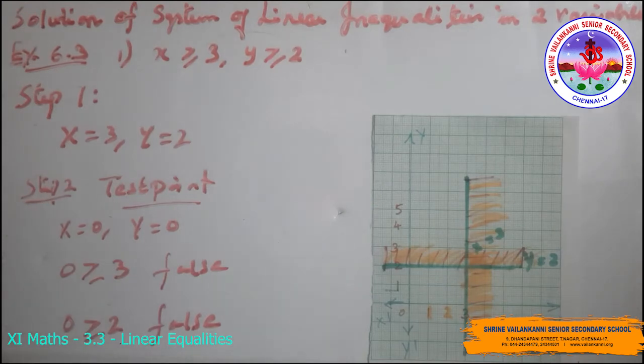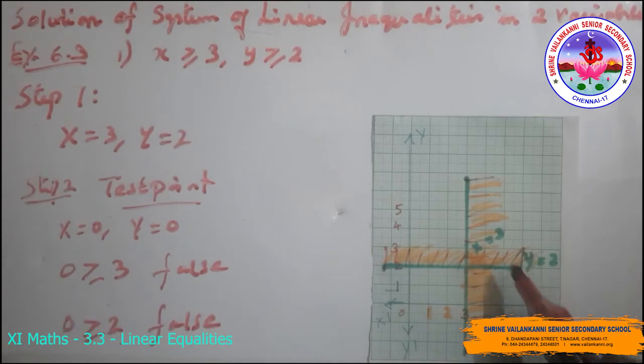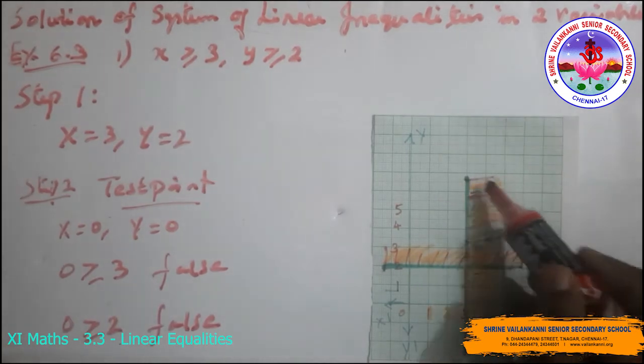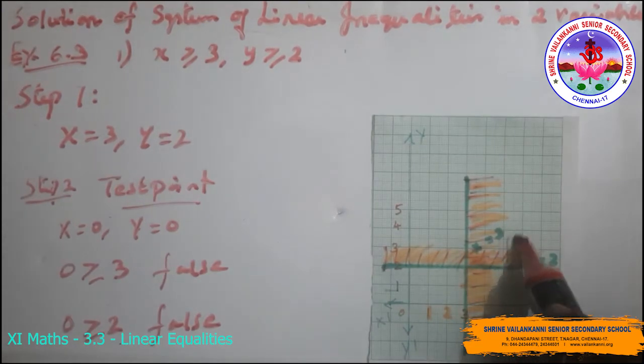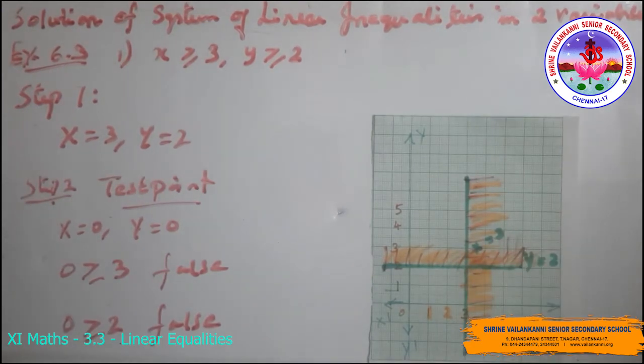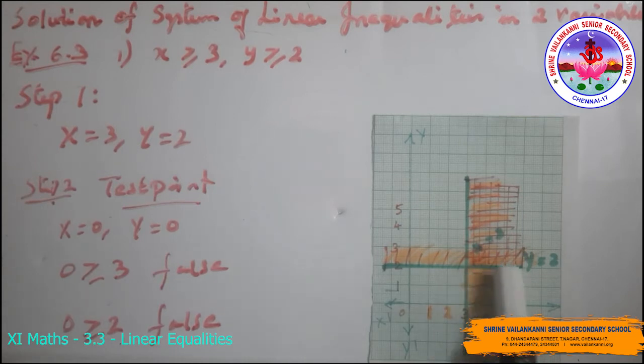The solution of the given system of linear inequalities is represented by the common shaded region. So the common region of both the inequalities is this part, and it includes the points on the respective lines. So the common shaded region is this part, which includes the points on the respective lines.